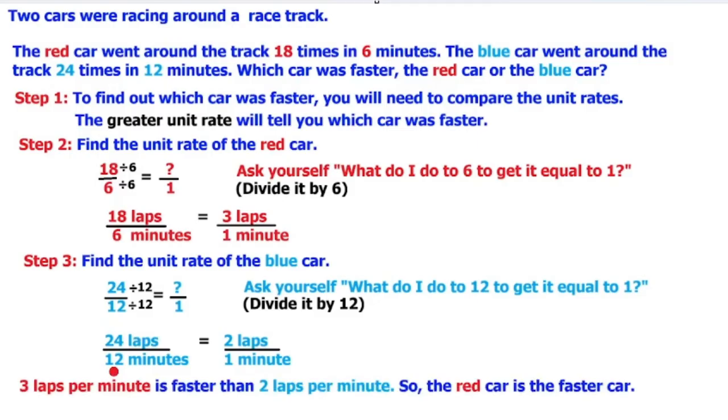So 3 laps per minute is faster than 2 laps per minute. So the red car is the faster car. And that's how you do that problem.